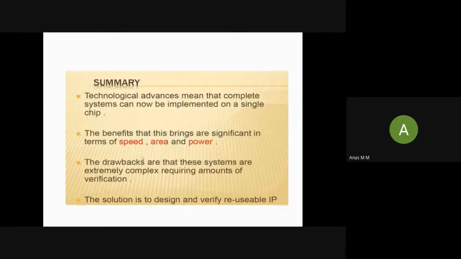So technological advances mean that a complete system can now be implemented on a single chip. Earlier we had separate chips for separate applications, and we were mounting all these chips onto a single board. Now instead of a board, we are placing the whole application system onto a single chip. So that is a technological advancement. The benefits it brings are significant in terms of speed, area, and power. When we place everything into a single chip, that will reduce the area, decrease the power dissipation, and increase the speed of operation.